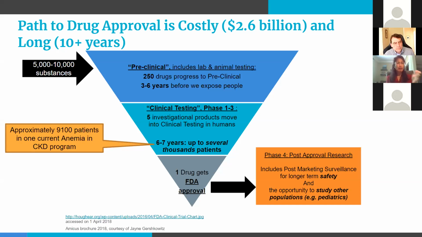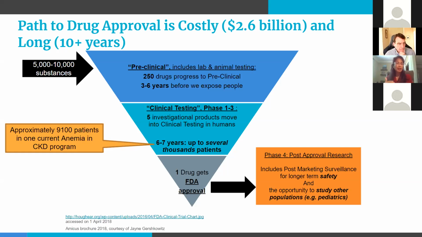And so on the upper left there, you can see that at the start, we can have anywhere from 5,000 to 10,000 substances entering the preclinical phase. And this is where we look at the drug in animals and in the labs. And so we can try to cut down the number of drugs through those preclinical studies, but it can take up to 6 years before we even get to testing patients.